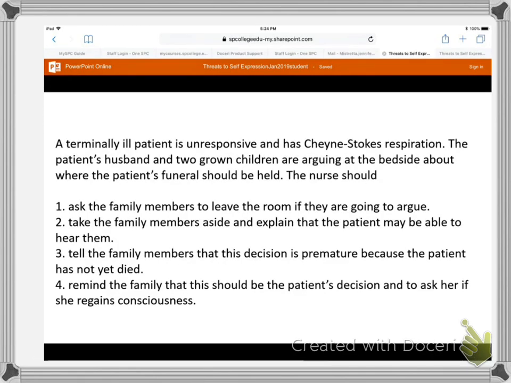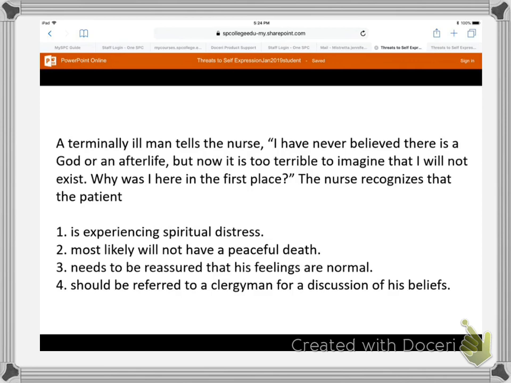Terminally ill patient, unresponsive, and has Cheyne-Stokes respiration. The patient's husband and grown children are arguing at the bedside about where the patient's funeral is going to be held. What should we do? So take them aside and explain that to them. And then if they're still fighting, then I would ask them to leave or at least step outside, because it's just not cohesive with a peaceful passing.